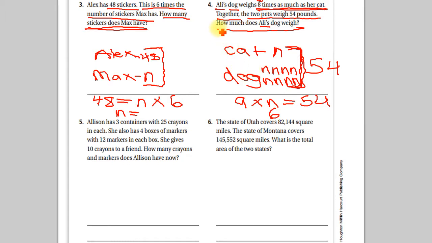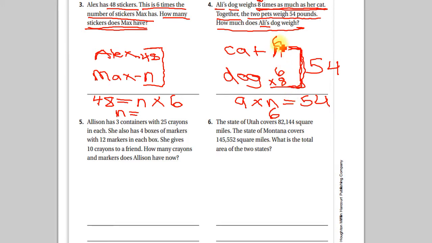Well, let's go back to our question. How much does Allie's dog weigh? Well, that n, remember, that represented the cat's weight, was 6. So to find out the dog's weight, you have to replace all those n's now with 6's, and add them all up, or an easier way, when you're repeating addition, is just multiply. So we have those 8 n's, and now we can change them all to 6's. And if we have 8 6's, we have 8 times 6.